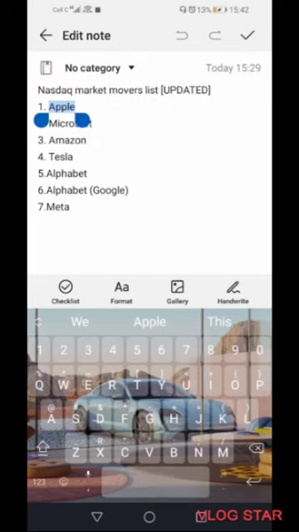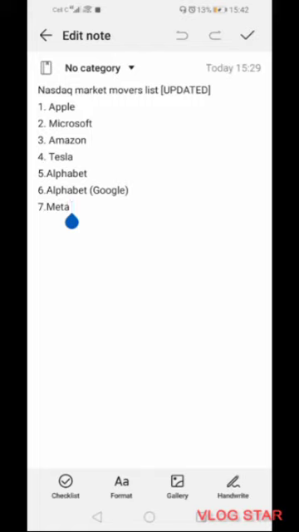and Microsoft. Apple and Microsoft. These are two companies that we need to pay attention to. So if all of them are red, we sell. If all of them are green, we buy.